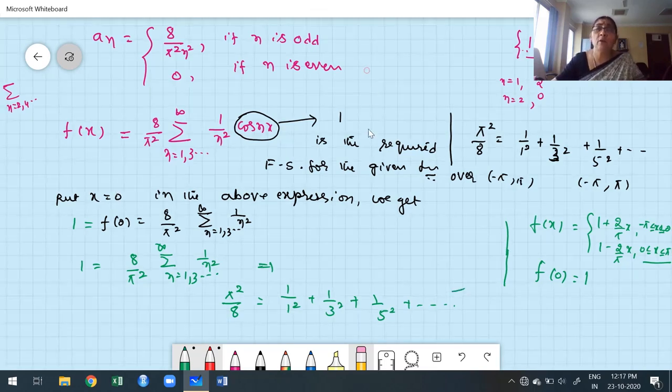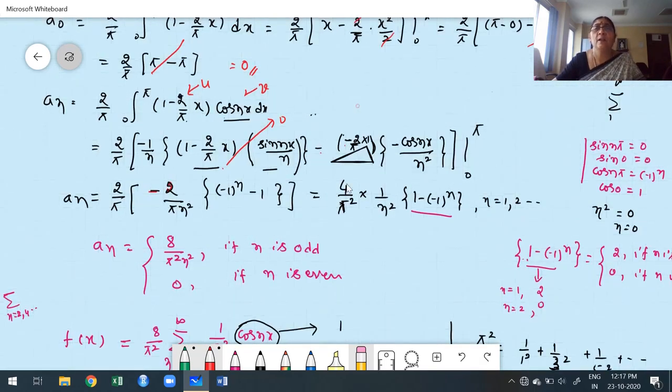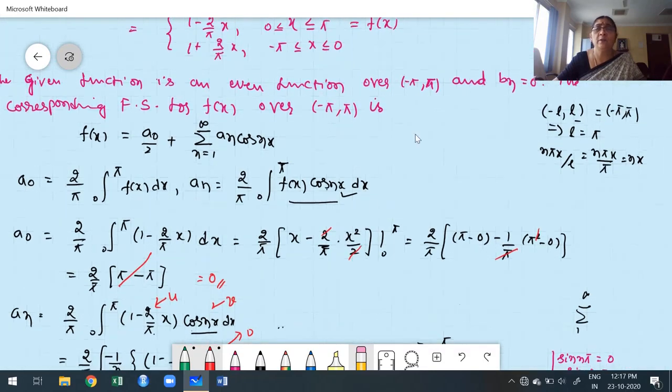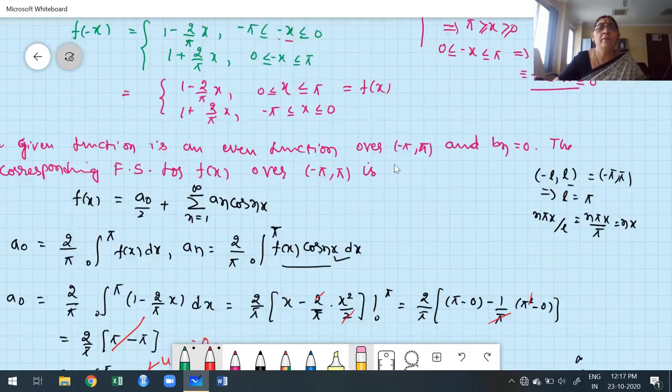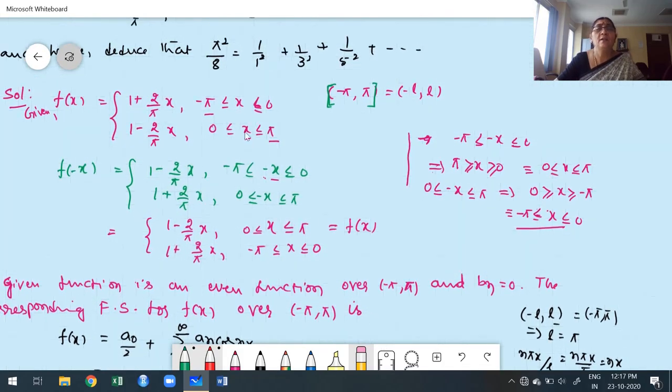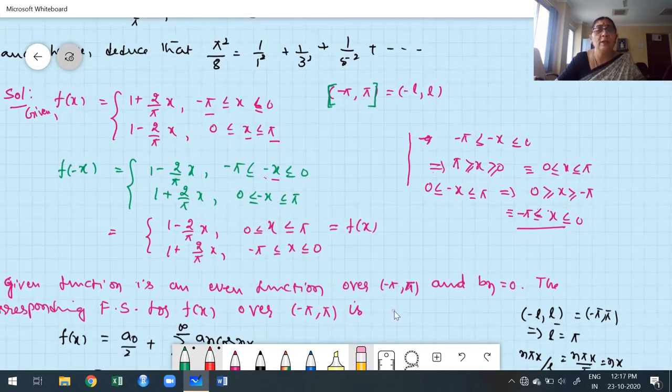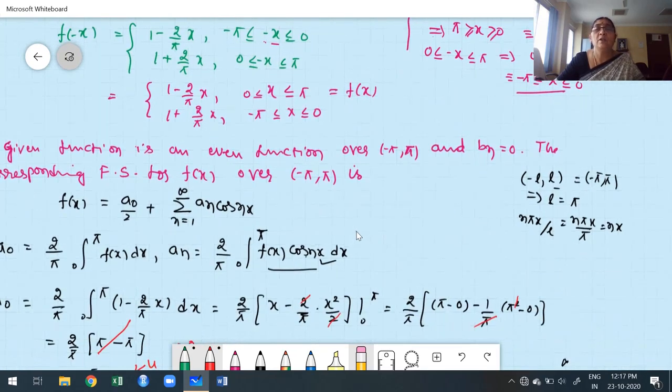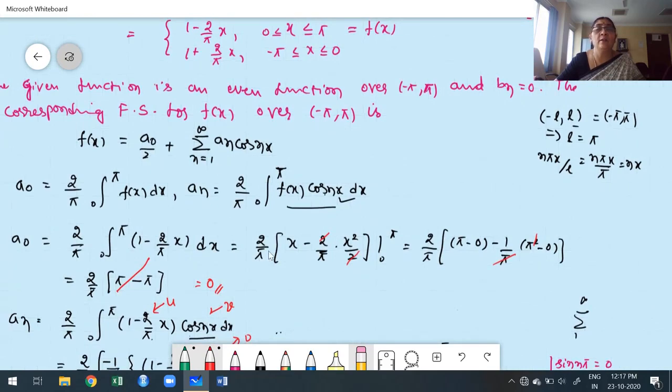Observe carefully before I wind up this class. Again, I'm going back, within 1 minute, to review the entire thing. First, try to verify whether the given function is even or odd. Just replace x by minus x everywhere. Simplify that. Automatically here we get an even function. Which value is 0? bn is 0. Then we get a0 and an.